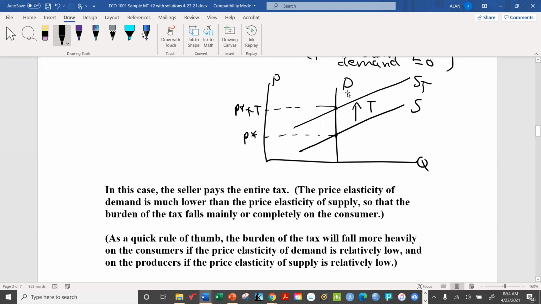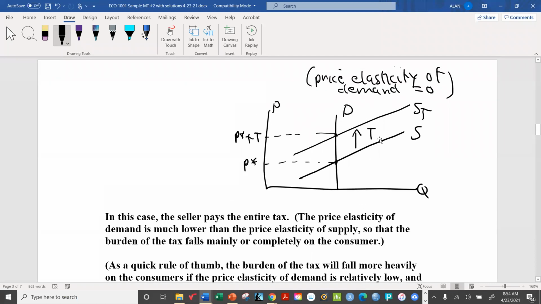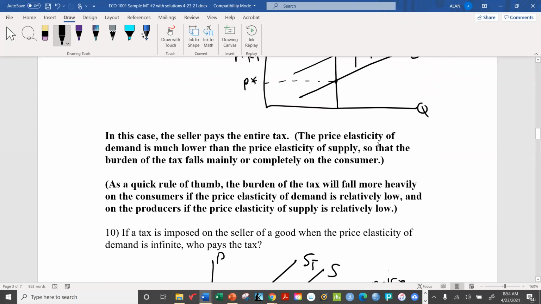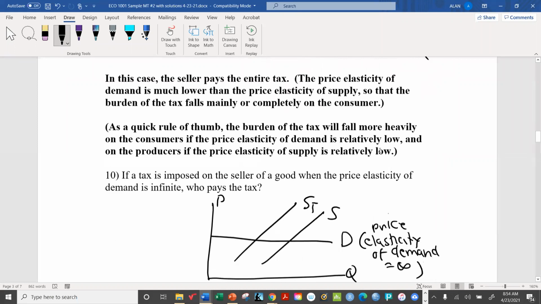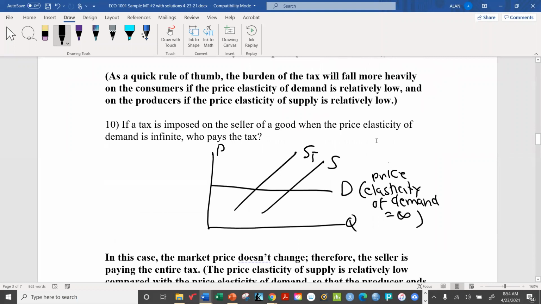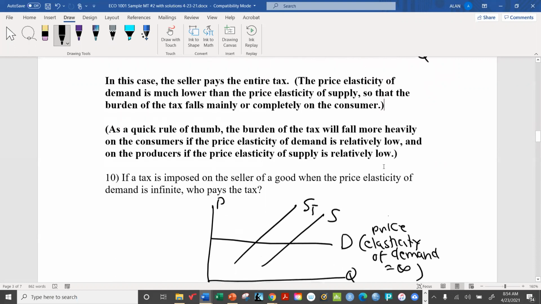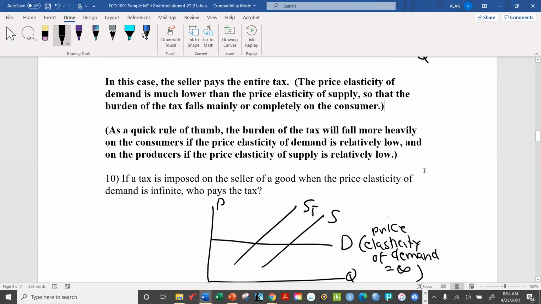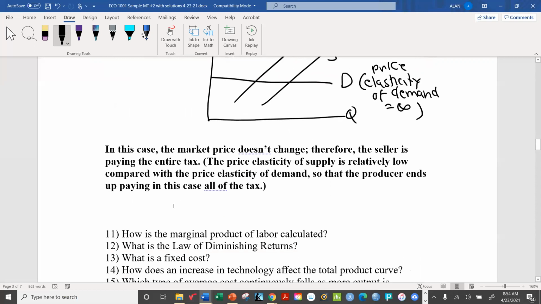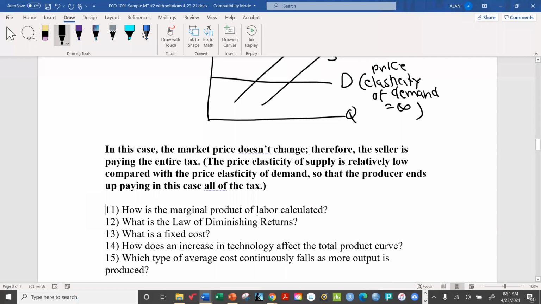In other words, here the elasticity of demand is much lower than supply. Therefore, the consumer pays the tax. Down here is the other way around. The supply is relatively inelastic compared to the demand, and therefore the producers end up paying the tax. Okay, so again, you can either remember this rule of thumb, or else you can draw the pictures. All right, so now we're done with that.